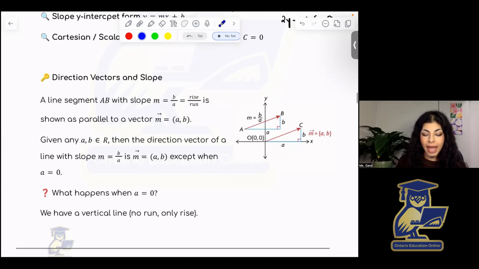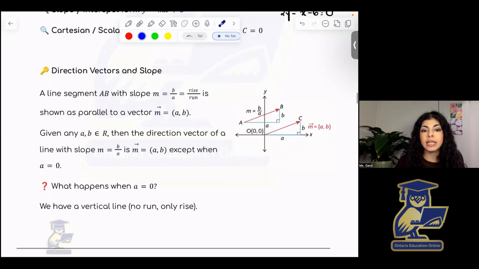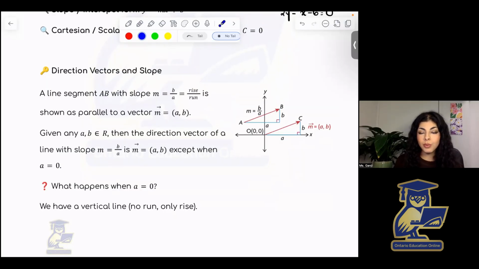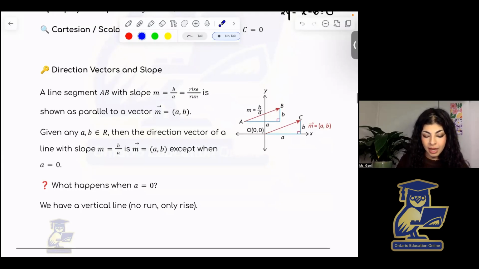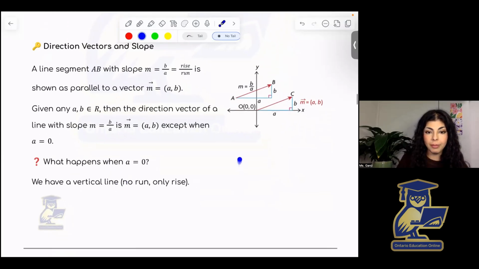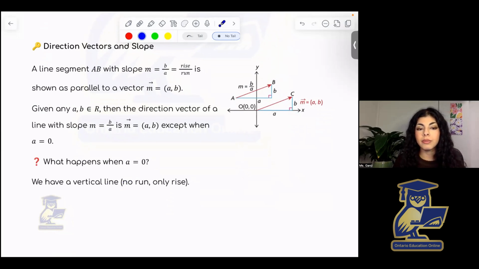So any a, b in the set of real numbers gives us the direction vector and the slope, and the only exception is when a is equal to 0. What happens when a is equal to 0? That just means we don't have any run, so we're only rising. This is a vertical line, so you're only going up. You do not have any horizontal movement. We also saw this when we learned linear functions. It's not even considered a function because it does not pass the vertical line test. So that's another connection there as well.